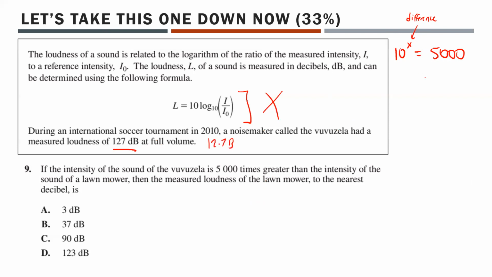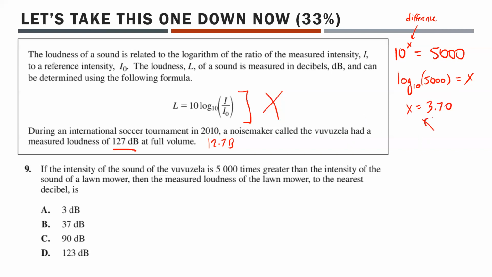So to find that x, we just need to turn this into a logarithm. Log base 10, because the base of the exponent was 10, of our answer, which is 5,000, equals x. Throw that in your calculator. Log base 10 of 5,000 gives me roughly 3.7. So x is 3.70. Hopefully you're with me so far.